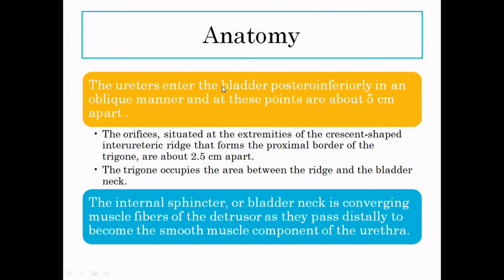The ureters enter the bladder posteroinferiorly, in an oblique manner. The two ureteric entry points are just 5 centimeters apart, very close to each other. The orifices should sit at the extremities of this crescent shape, so this is something you have to see. There is something called the interureteric ridge, and the orifices are only 2.5 centimeters apart.